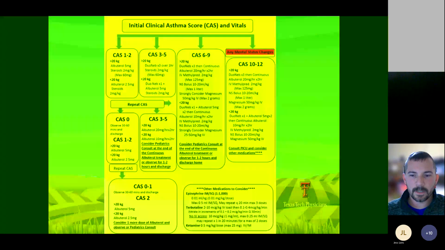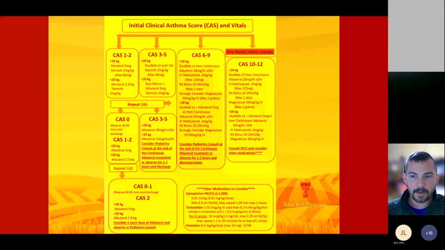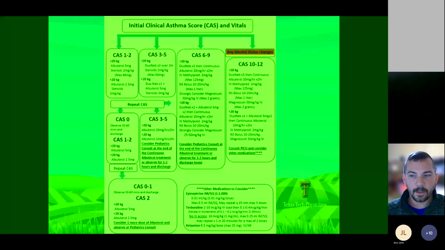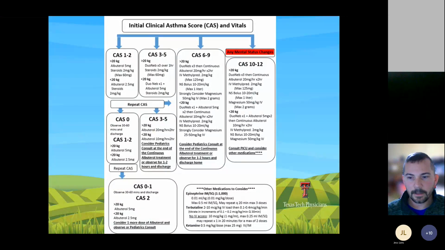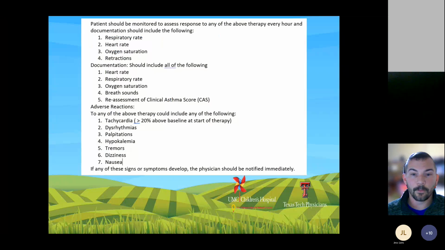Do they need a bolus? Because again, we may need to fill that tank a little bit. They may have come in a little dry. And then magnesium is a big portion. I notice a lot of our kids that come in very sick fall into this CAS range of 6 to 9, and so a lot of that is followed. Make sure you reevaluate frequently for deterioration or improvement, so you know where to go from there.